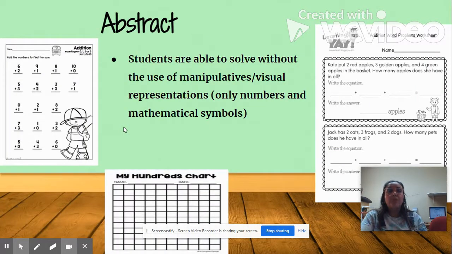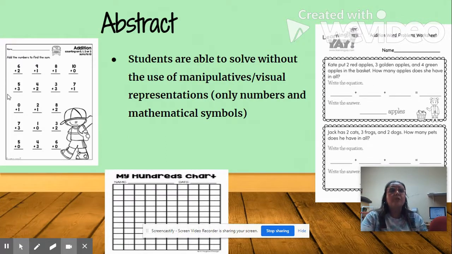In the abstract stage, you're going to see your students applying all their background knowledge, activating everything they learned from the concrete to the semi-concrete stage. No more manipulatives are being used at this point. That was in the concrete stage. In the semi-concrete stage, students were still using a visual, which is the drawing. But at this point, the students are able to solve those problems without manipulatives or visual representations, so you only see numbers and mathematical symbols.